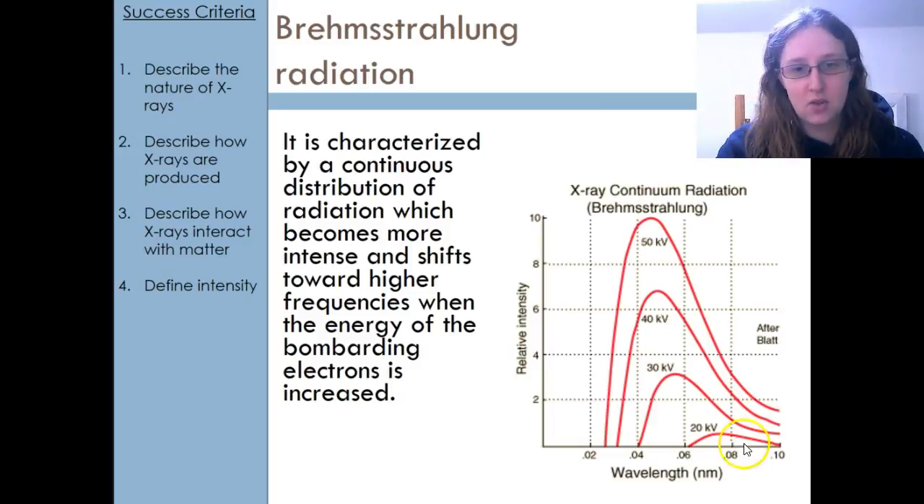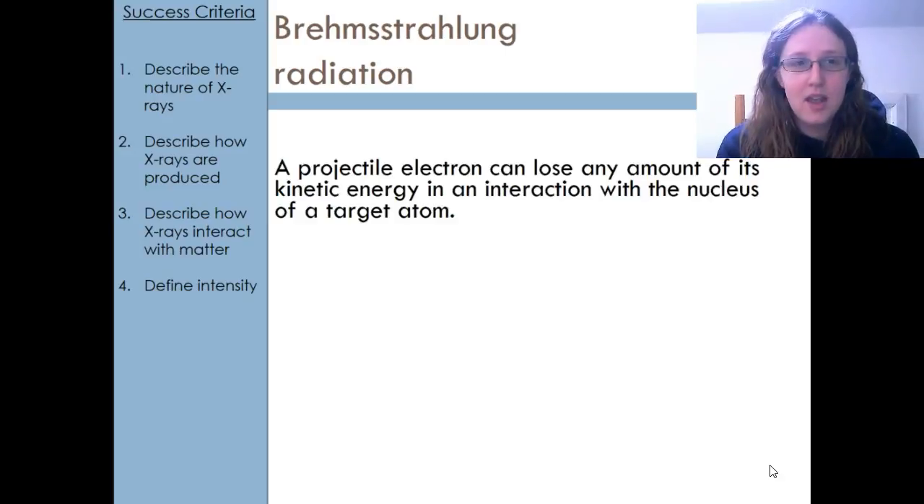Okay, so you can see that the wavelength decreases as I increase the kinetic energy that I give the electron to begin with. So this is 20 kilovolts, 30 kilovolts, 40 kilovolts, 50 kilovolts. That would be the voltage that is accelerating the electrons. Now, the reason that Bremsstrahlung radiation is continuous is because the electron that I'm putting in can lose any amount of its kinetic energy. It could lose all of it, it could lose a little bit of it, it could lose half of it.